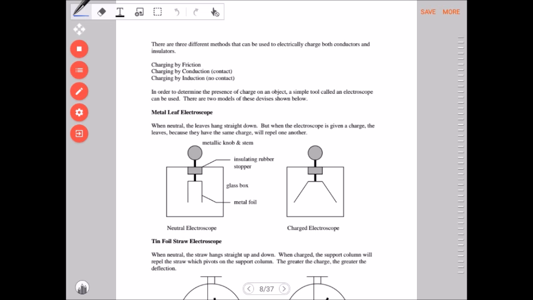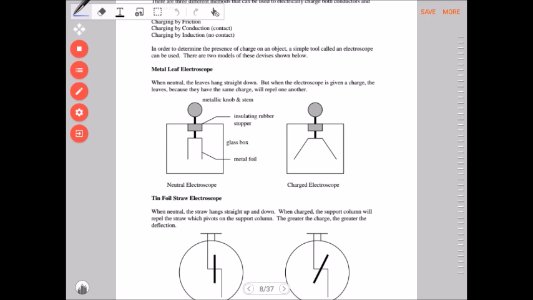So there are basically three different methods that can be used to electrically charge both conductors and insulators: charging by friction, charging by conduction, and charging by induction. Now, in order to determine the presence of charge on an object, we use a simple tool called an electroscope. There are two basic models. The most common is the metal leaf one, but the tinfoil straw one is still there, so I'll explain both. First, the metal leaf electroscope.